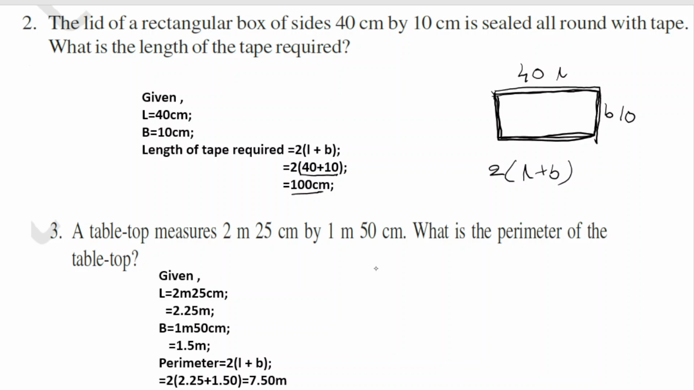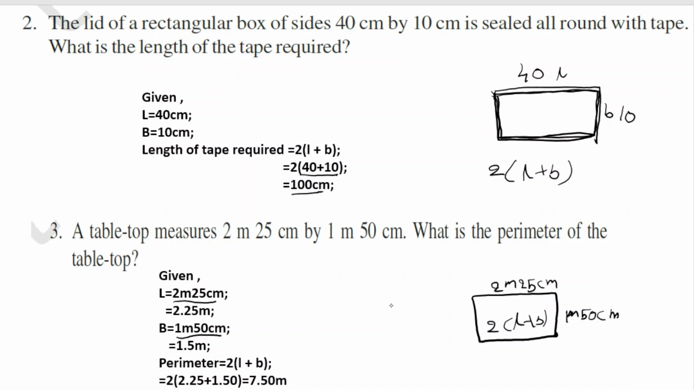And here the tabletop measures 2 meters 25 centimeters by 1 meter 50 centimeters. And here this is the tabletop, 2 meters 25 centimeters and 1 meter 50 centimeters. And you know that the perimeter is nothing but 2 into (L plus B), but here the length was given in meters and centimeters and breadth also was given in meters and centimeters. Let's convert this into either meters or centimeters. Let's convert this into meters.